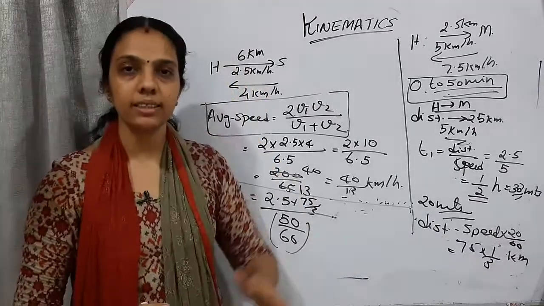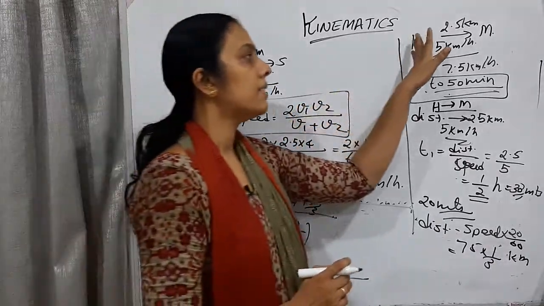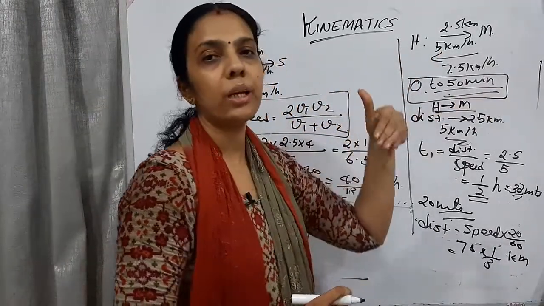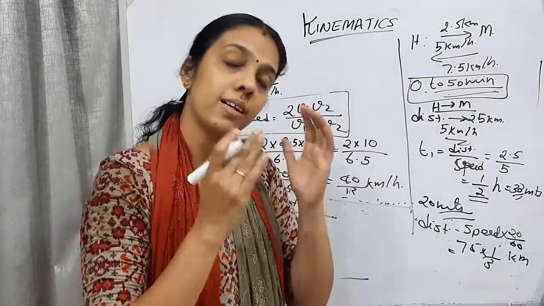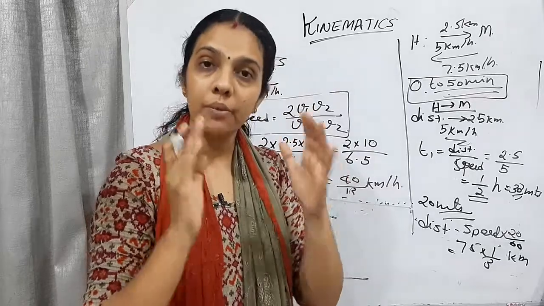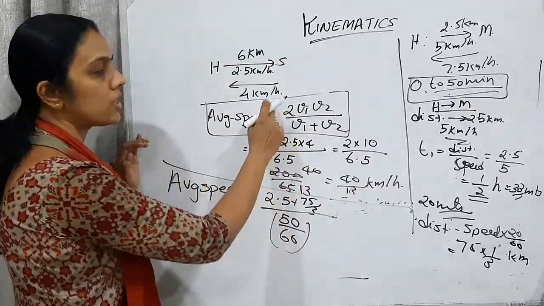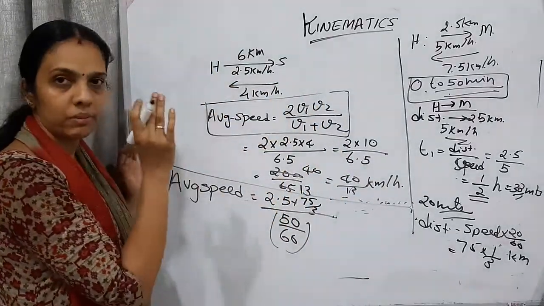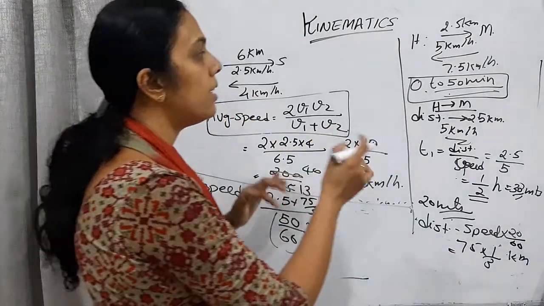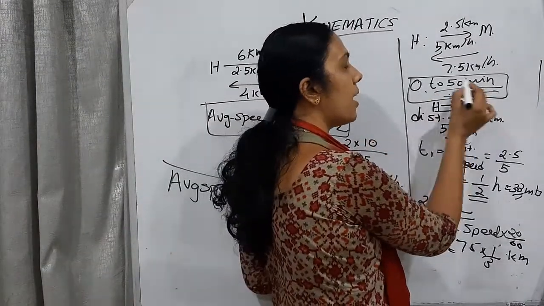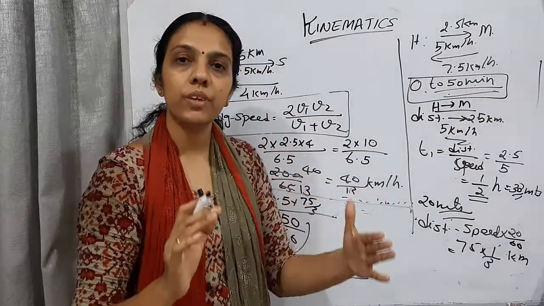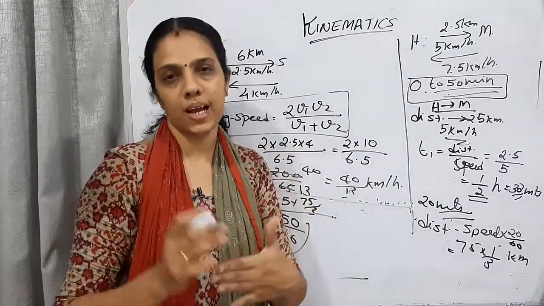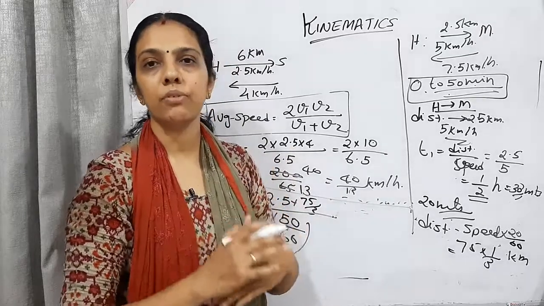First, while getting the question, it's given in 0 to 50 minutes, what will be the average speed? Now, if they were asking you to find out the total average speed, you could have used this formula 2v1v2 divided by v1 plus v2. But here, they are asking to find out the average speed in 0 to 50 minutes. So, in 50 minutes, how much distance is it traveling? Distance traveled in 50 minutes.